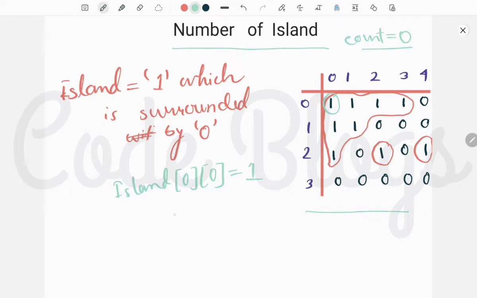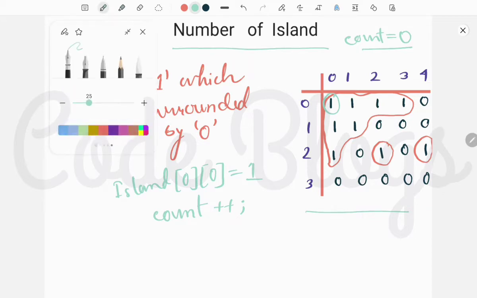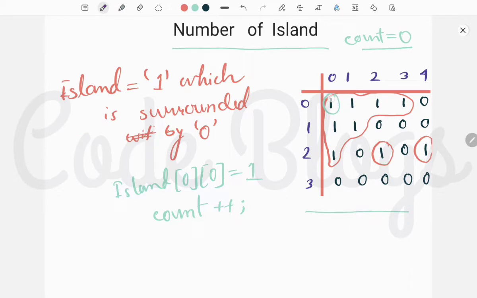and after finding 1 we have to increase the count, count plus plus. Now we have to replace this 1 with 0, that means now this one becomes 0. And now we have to check if any other 1 is connected with this one or not. We check from right, left, top or bottom, whether any other 1 is connected with this one or not.